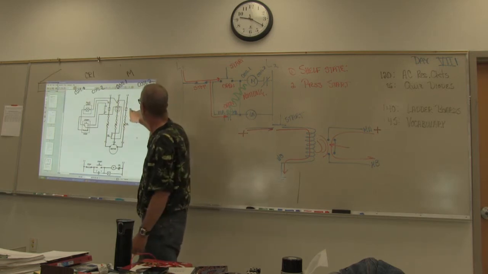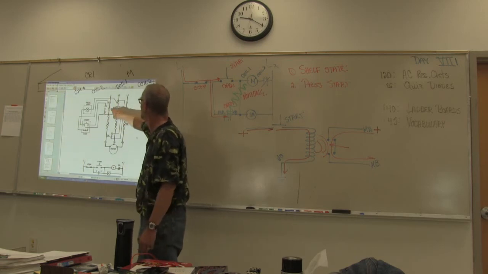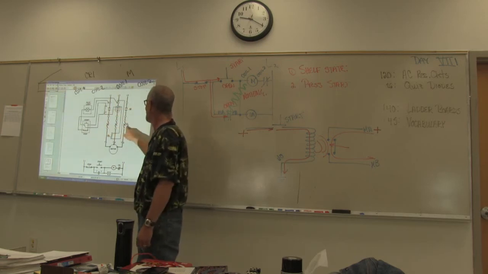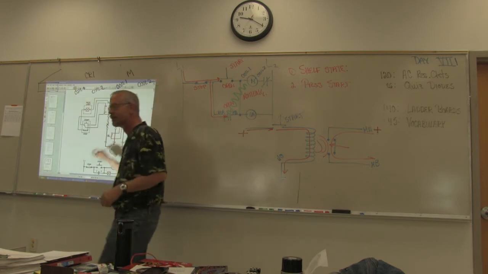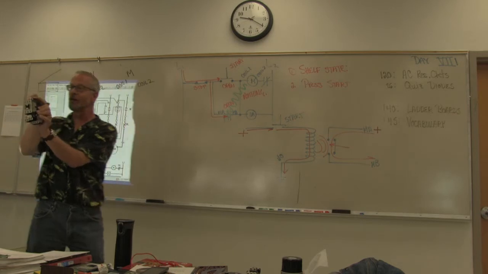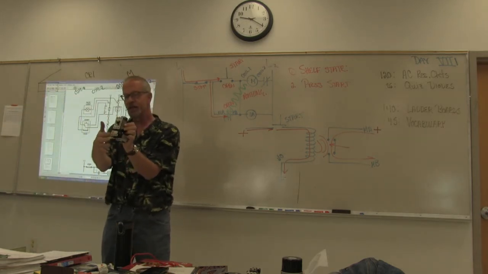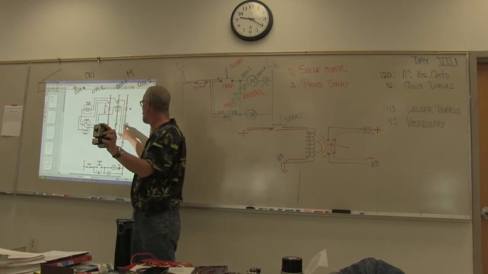Okay, notice that they're all labeled M. And here's that hooky little thing that's the overload part. That's this down here. Here's the M. Here's the coil for the M. Here's the M switching. And here's the overload part, which is this part right here.